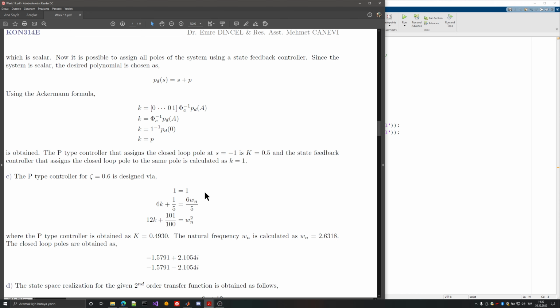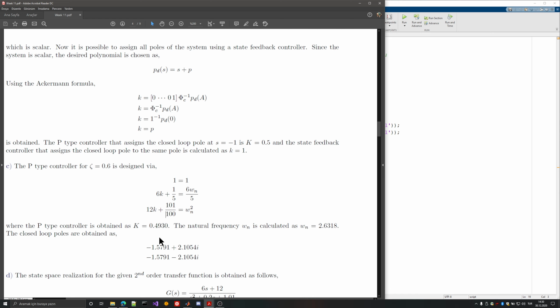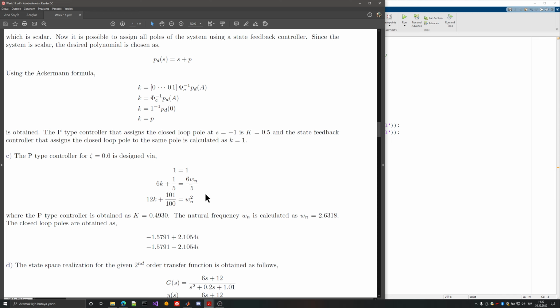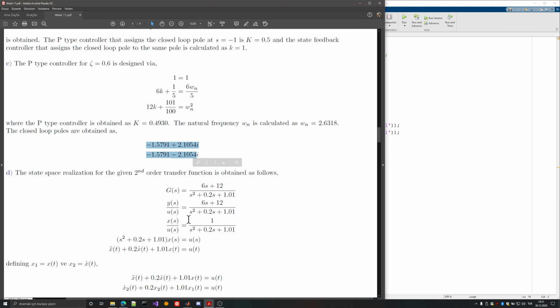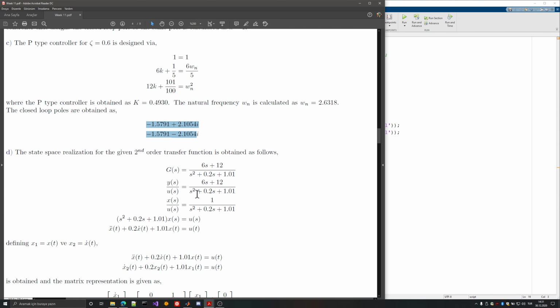So basically that's that. For the new system, you have zeta 0.6, and then you have this p-type controller problem here that comes from the coefficient method or the algebraic method, and you get a controller, you assign these poles here. And then we are converting this into the state space realization. As I've told you, I always take the numerator as 1 and look for the x and u relation here. And then I work out the differential equation.